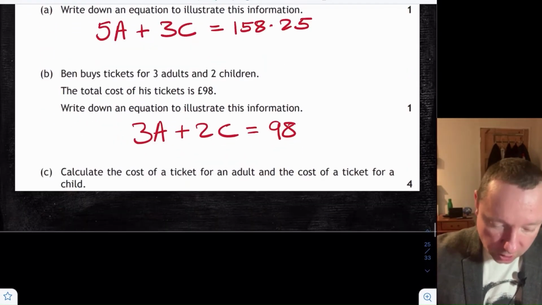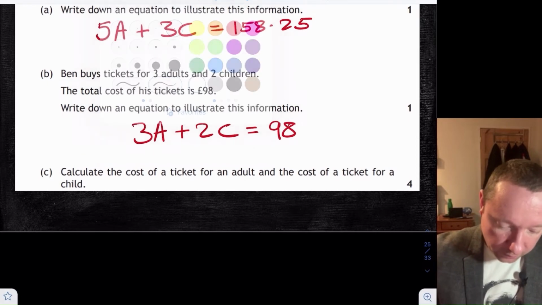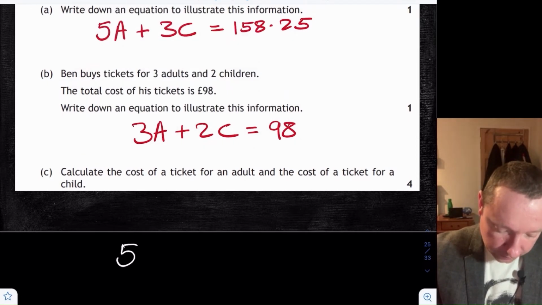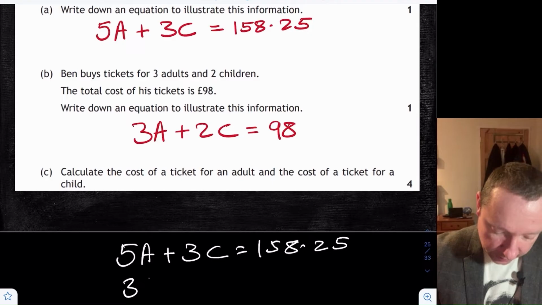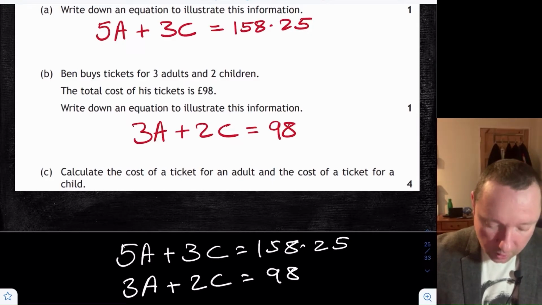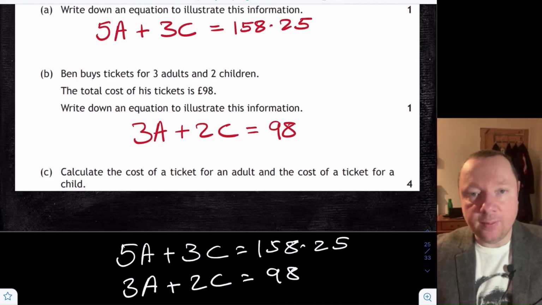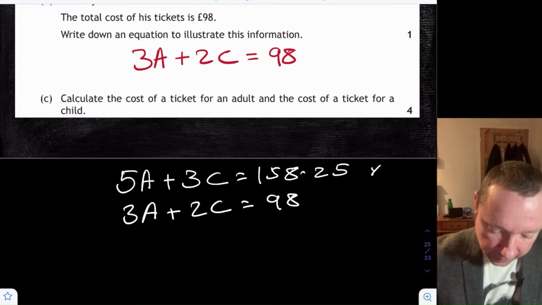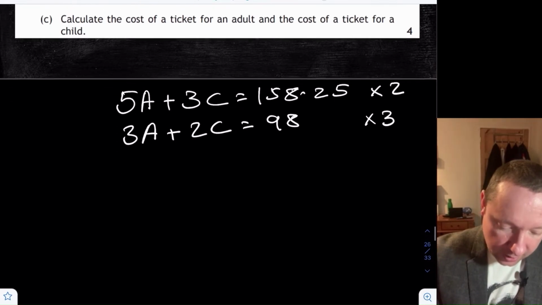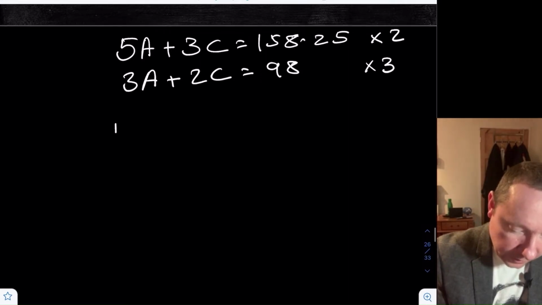So let's go. So we just write down both our equations, one on top of the other. So we've got 5a plus 3c equals 158.25. And we've got 3a plus 2c equals 98. Remember, the goal is to make the a's the same or the c's the same. I'll make the c's the same. So I'm going to times the top one by 2 till we get 6, and times the bottom one by 3 to get 6. So that gives me 10a plus 6c.